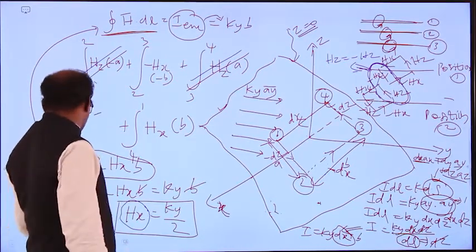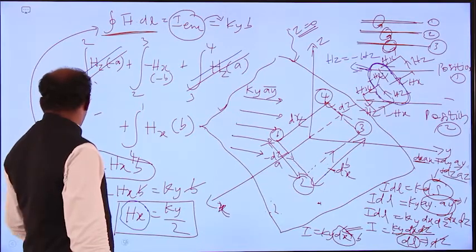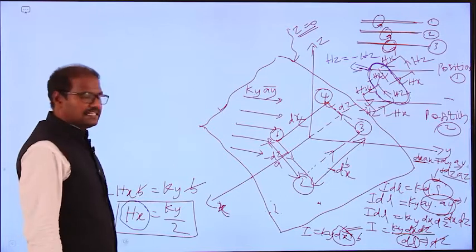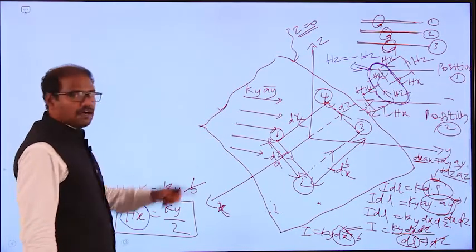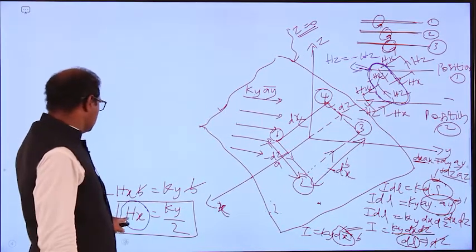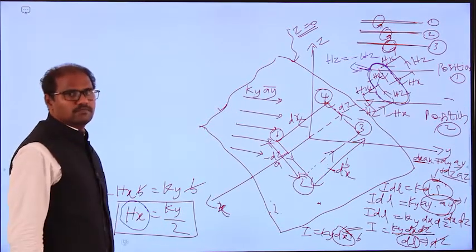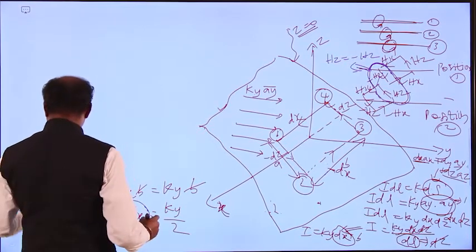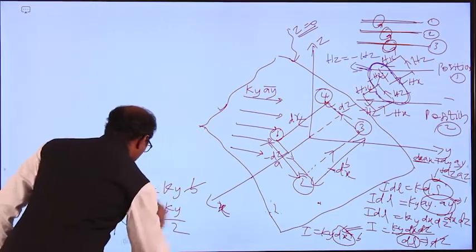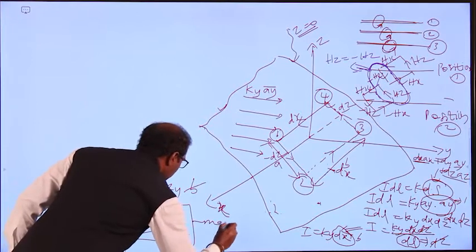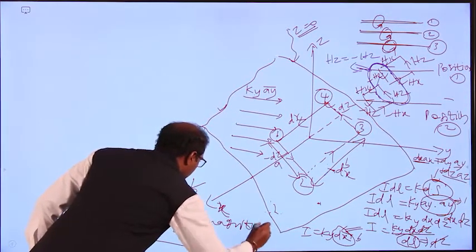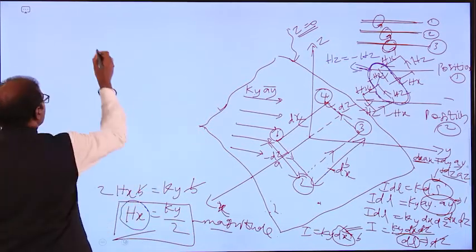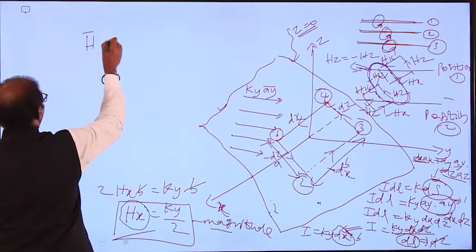Now I am going to give the conclusions. So far, the magnetic field intensity of the ampere path for the infinite sheet is Hx equal to Ky by 2. This is the magnitude, in terms of scalar. In terms of vector form, we can take two conditions.